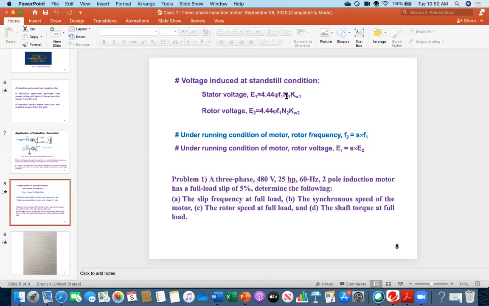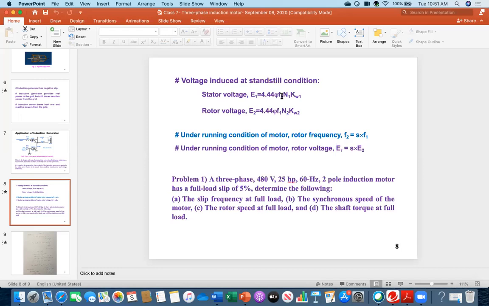4.44 f N, where N is the number of turns. In this case, N2 is the number of turns. There is one new factor, Kw, which is called the winding factor. This is the only new term, because the motor will rotate and it will have windage loss, so one factor is added here, called the winding factor. Typically Kw1 and Kw2 are pretty much the same. But see the equation, the only difference is N1 is its number of turns, N2 is its number of turns. Everybody see the frequency, f1, f1. In both cases, I have used the same frequency.